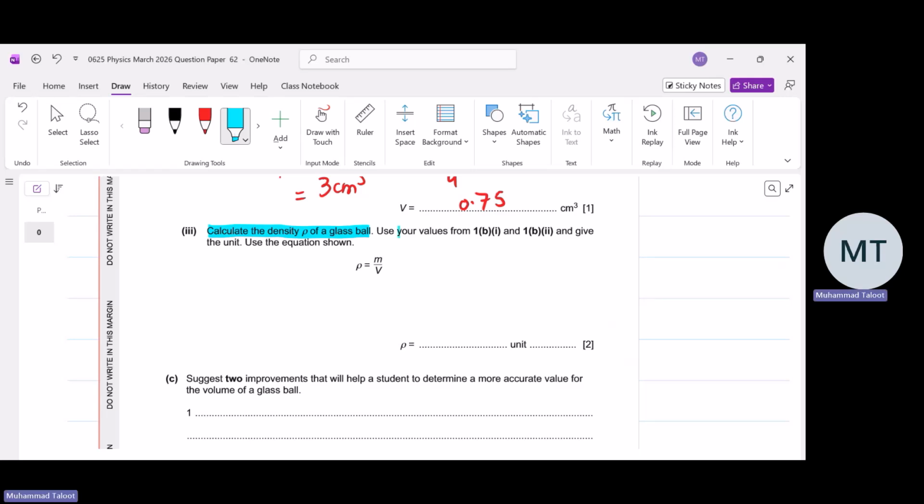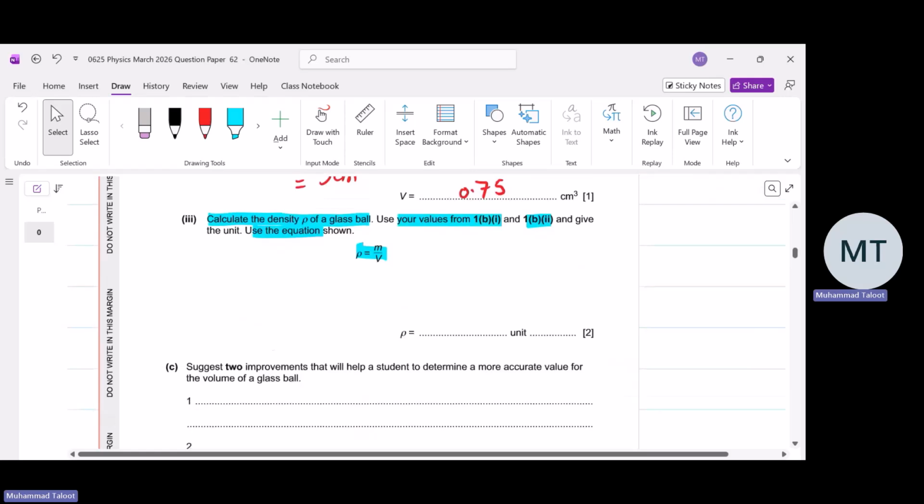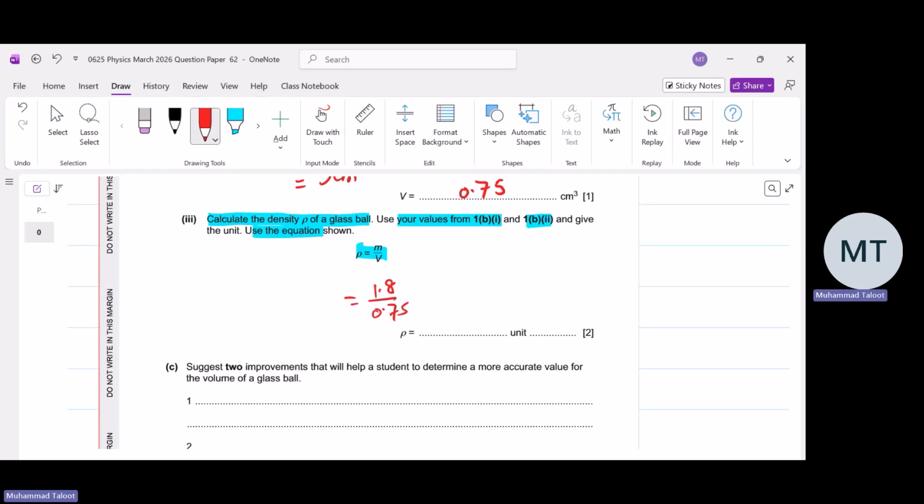So use your values from 1b(i) and 1b, the previous parts, and use the equation. I'm having the mass, that I think I have calculated here, 1.8, divided by 0.75. If I calculate this, 1.8 divided by 0.75, dear students, it comes out 2.4.